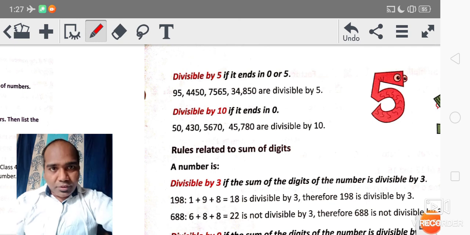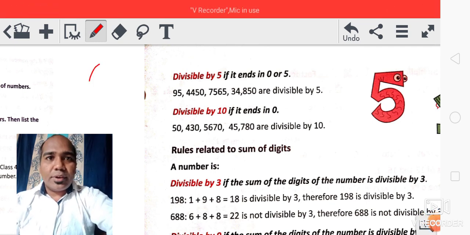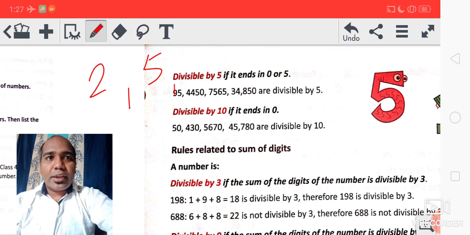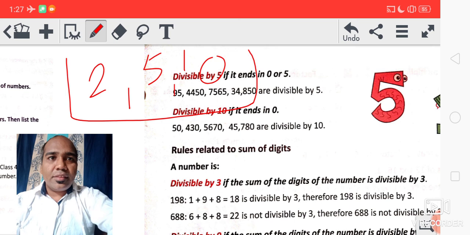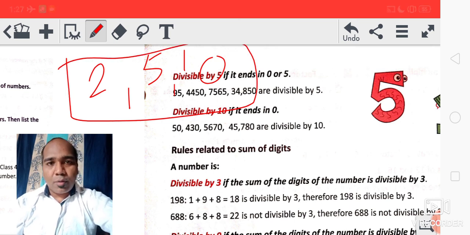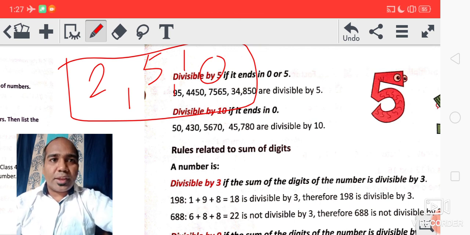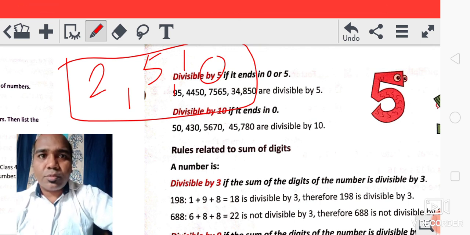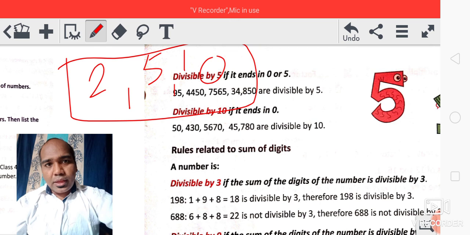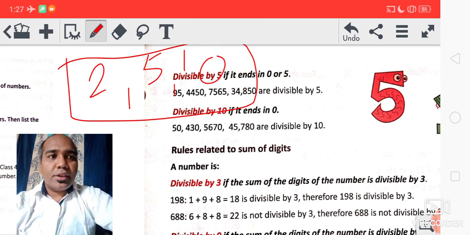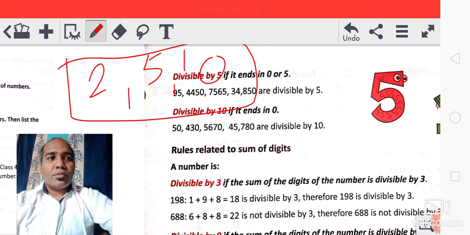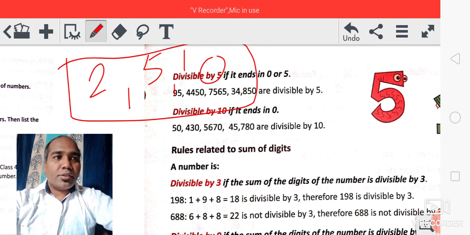So what rules have we seen till now? The divisibility rule for 2, for 5, and for 10. 3 rules we have seen. These 3 rules you'll write in your copy and learn them. The rest of the divisibility rules, for 3, 4 and 11, we will see the next day. So see you tomorrow in the next class. Thank you. Have a nice day.